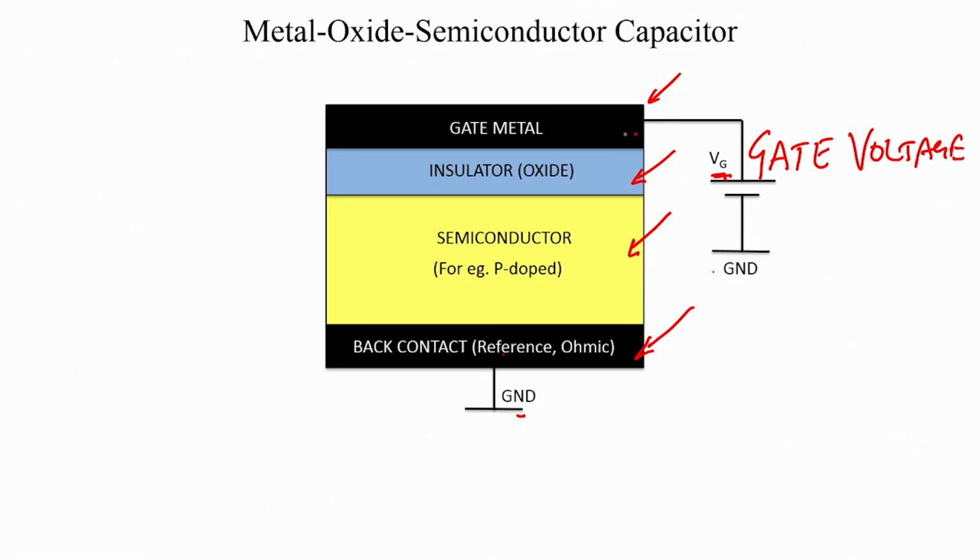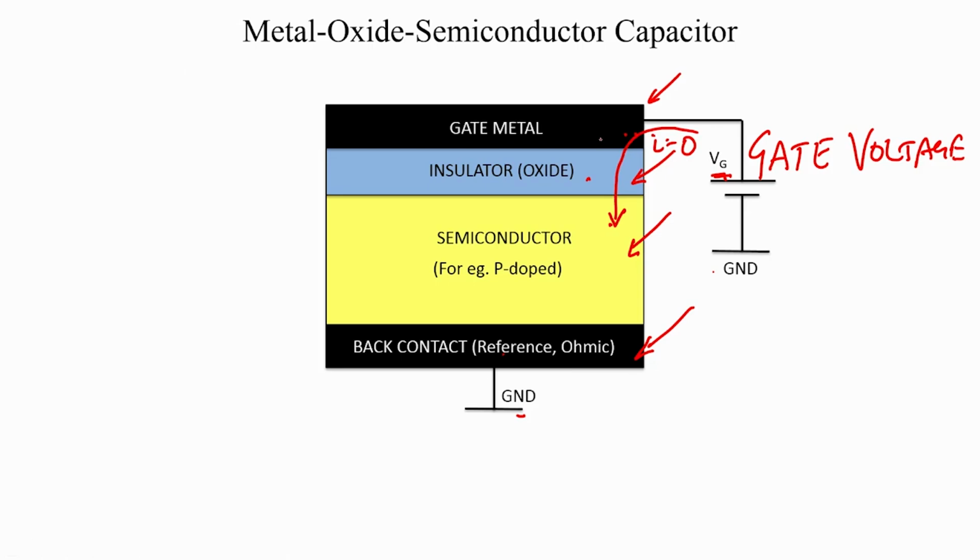An insulator is sandwiched between the gate metal and the semiconductor. This is a very key difference, which means that if this insulator is an ideal insulator, there is no current flowing from the gate to the semiconductor. So this current is ideally 0 at low frequencies.